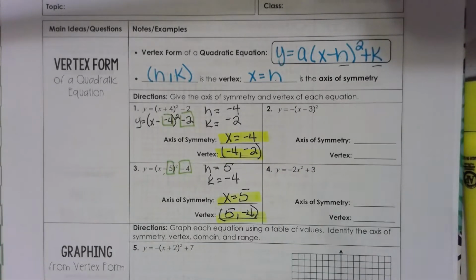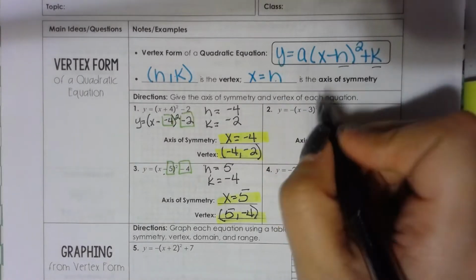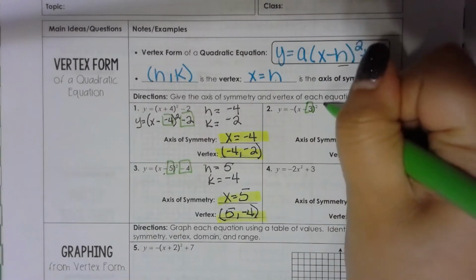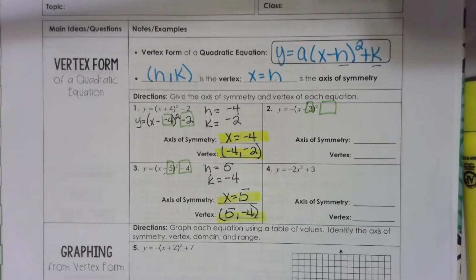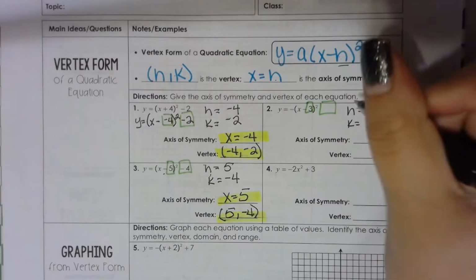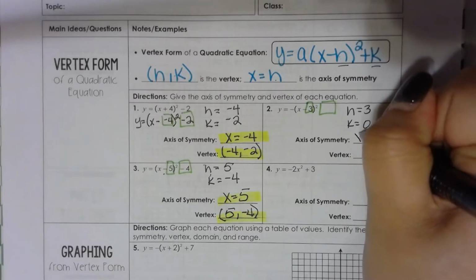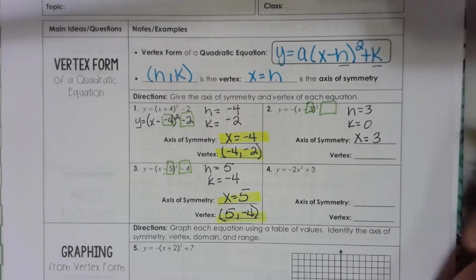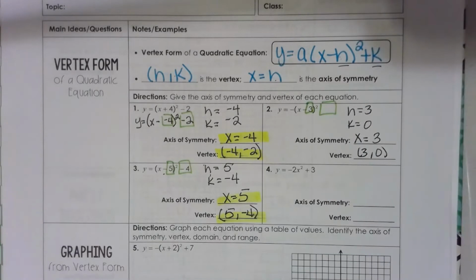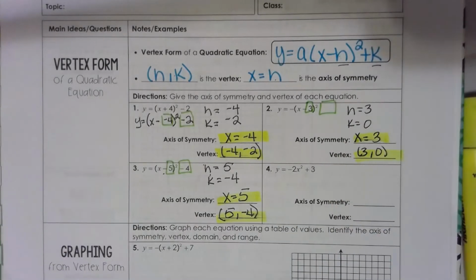Okay. Number 2, we are in subtraction, so that's good. So then this value and then this value is going to be our h and our k. Your h is 3. Your k, if you circle a big blank box, then that's just 0. So then your axis of symmetry is x equals 3. And your vertex would be 3 comma 0. Alright. And then doing number 4.